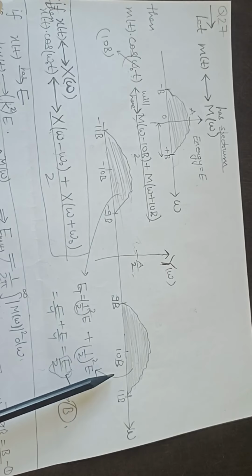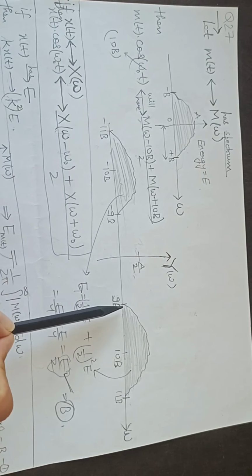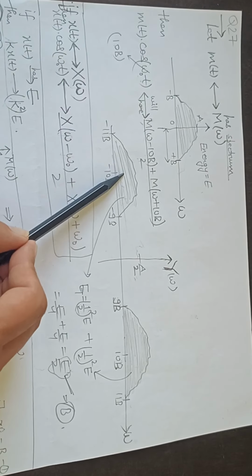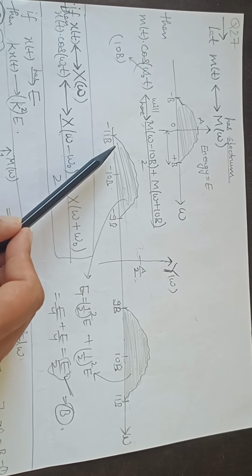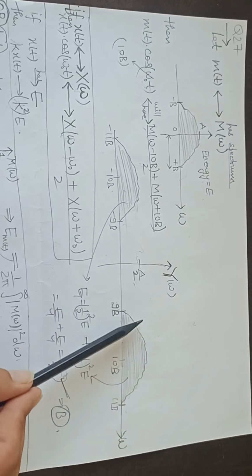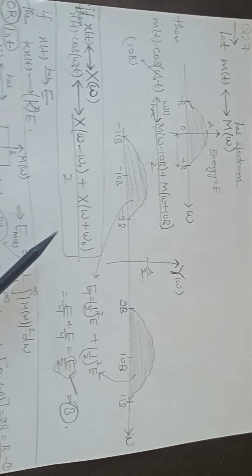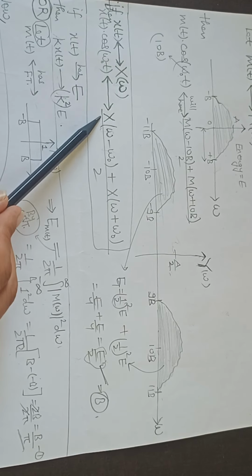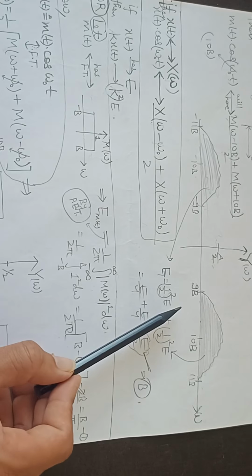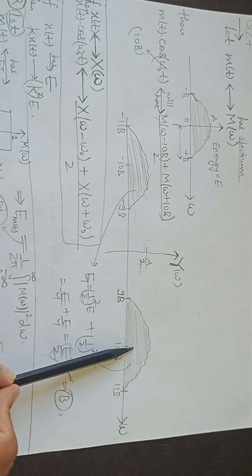So 0 will be shifted to 10b, and b will be shifted to 11b, and minus b will be shifted to 9b. Similarly on the negative side also it will be shifted to minus 10b, so it will be from minus 9b to minus 11b. Now you can see that the original signal has energy E, and since the amplitude is halved because of this modulation property, for the energy formula we always integrate from minus infinity to infinity, so we need to calculate the energy of both of them.